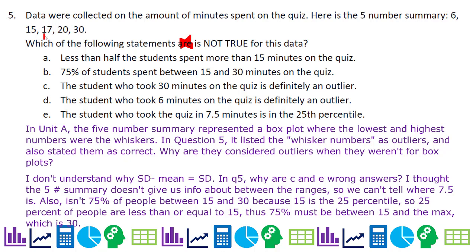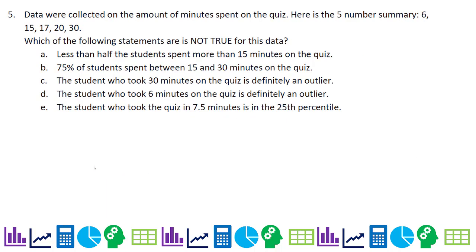So we know our median is 17. We don't know that less than half did. Actually, I'm getting ahead of myself. In Unit A, the 5-number summary represented a box plot. It listed whisker numbers as outliers. Why are they considered outliers when they weren't for box plots? I don't understand why ST minus mean equals ST. So let's go ahead and continue on, solving the problem.